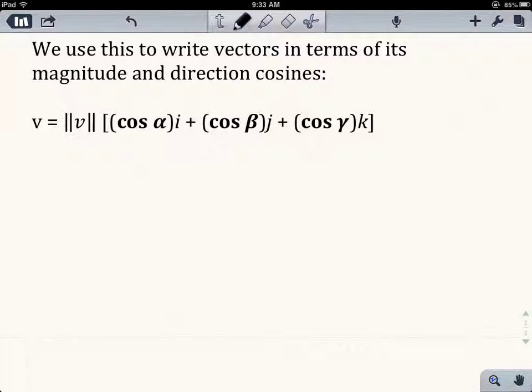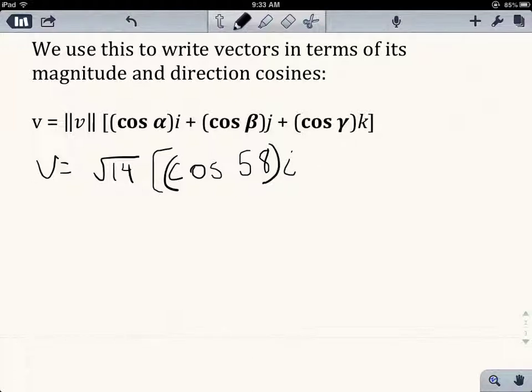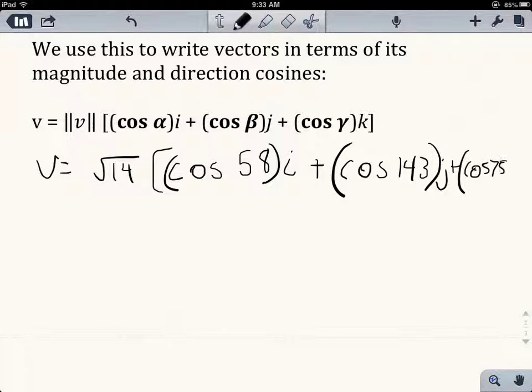So once you know those angles, you can write your vector in terms of magnitude and direction angle. So v then would equal root 14 times cosine of 58 i plus cosine 143 j plus cosine of 75 k.